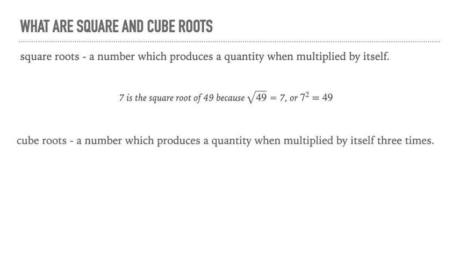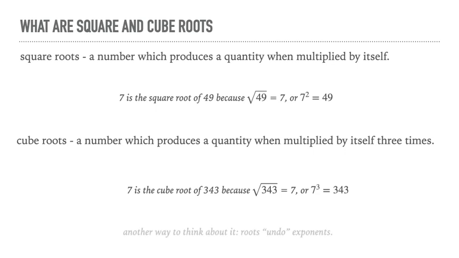Cube roots are very similar, but instead, it produces a quantity when multiplied by itself 3 times. So if we're being asked to find the cube root of 343, we would ask ourselves, well, which number multiplied 3 times gives us 343? And that number is 7. And we know that because 7 cubed equals 343.